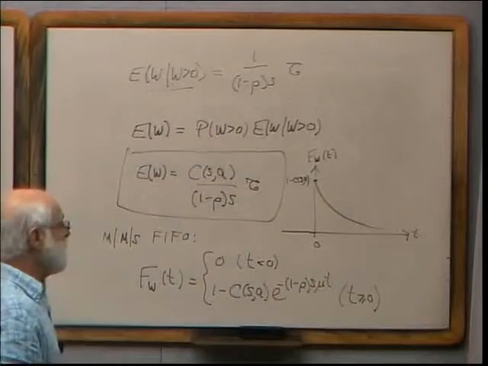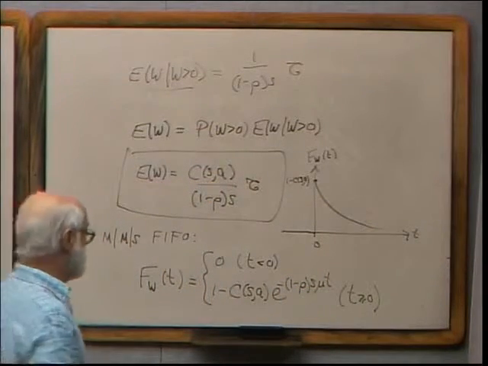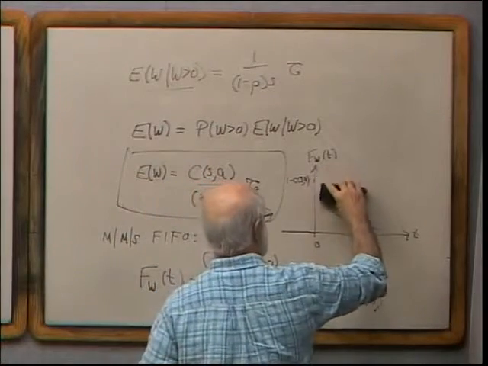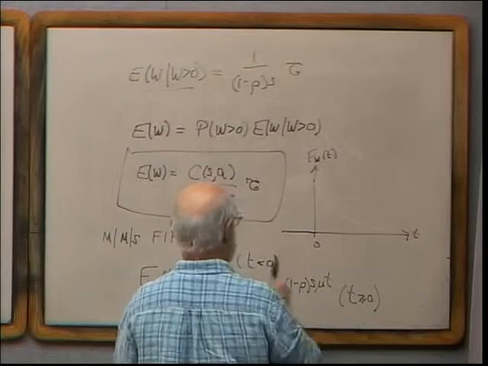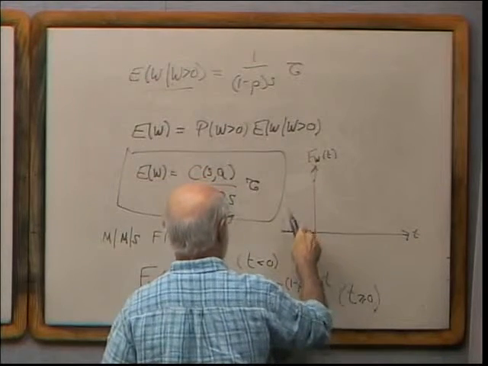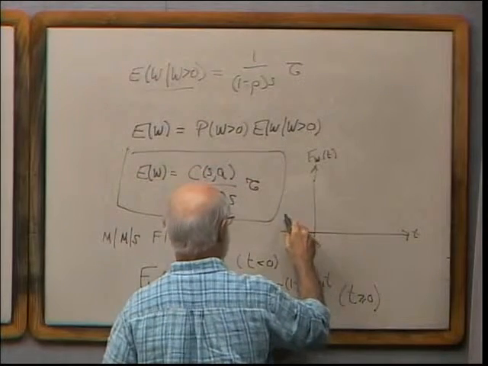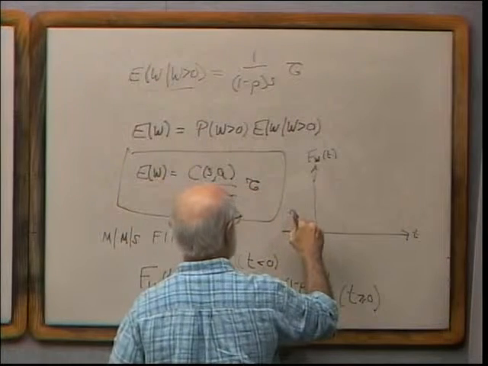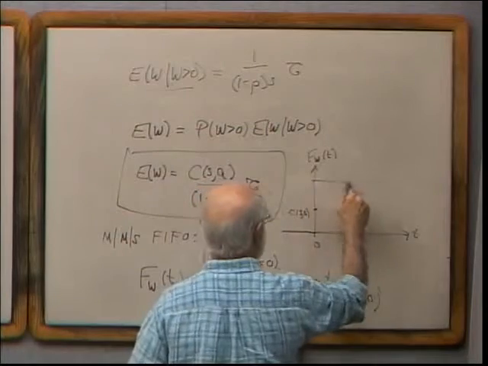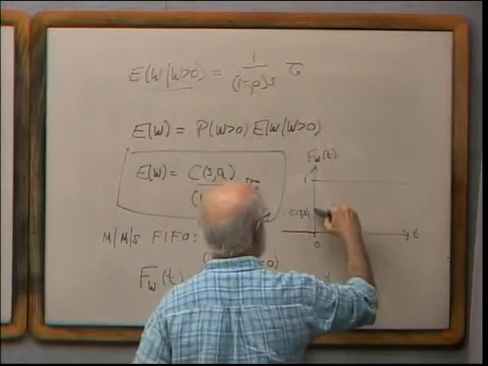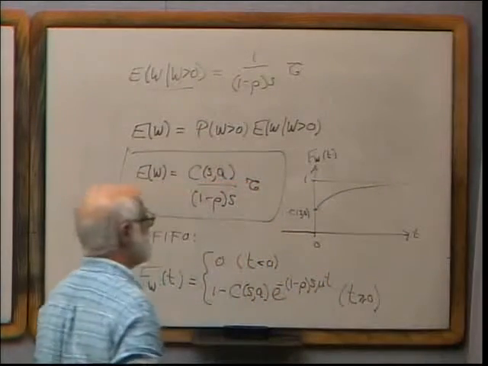So this is an example. Excuse me, I did it wrong. I was drawing greater than. Should look like this. Here is the 1 minus C of s and a. Let's say the value is there. There's the value 1, and it will look like that, the distribution function.